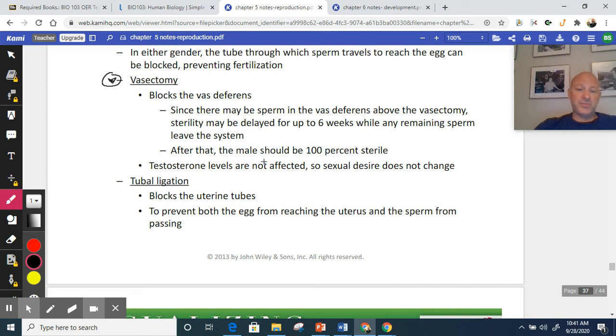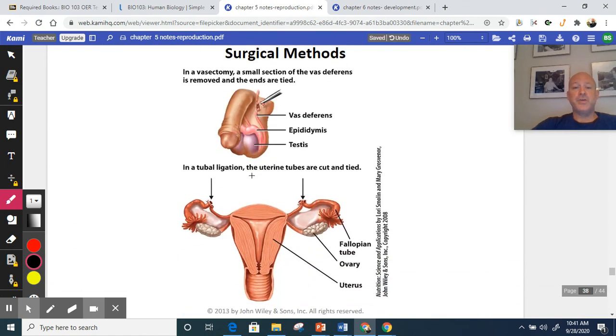In females, when we block the uterine tubes, that's called tubal ligation, and that will prevent the sperm cells from reaching the egg cell. So during ovulation, the egg cells will be sitting in here, but we've cut and tied these fallopian tubes, so as the sperm cells enter, they have no way of reaching. All right, same thing here. As the sperm cells are produced in the testes and stored in the epididymis, they'll try to leave, but they can't because we've cut this.